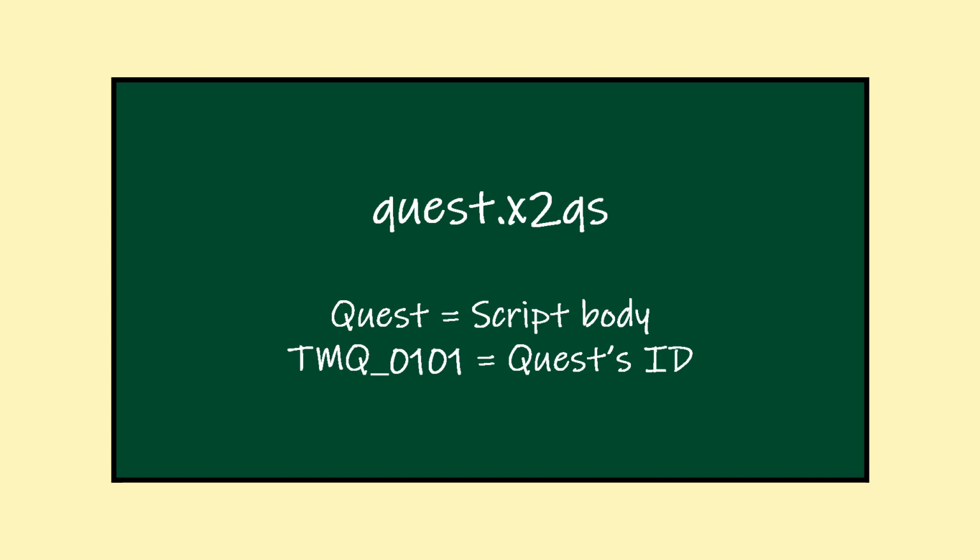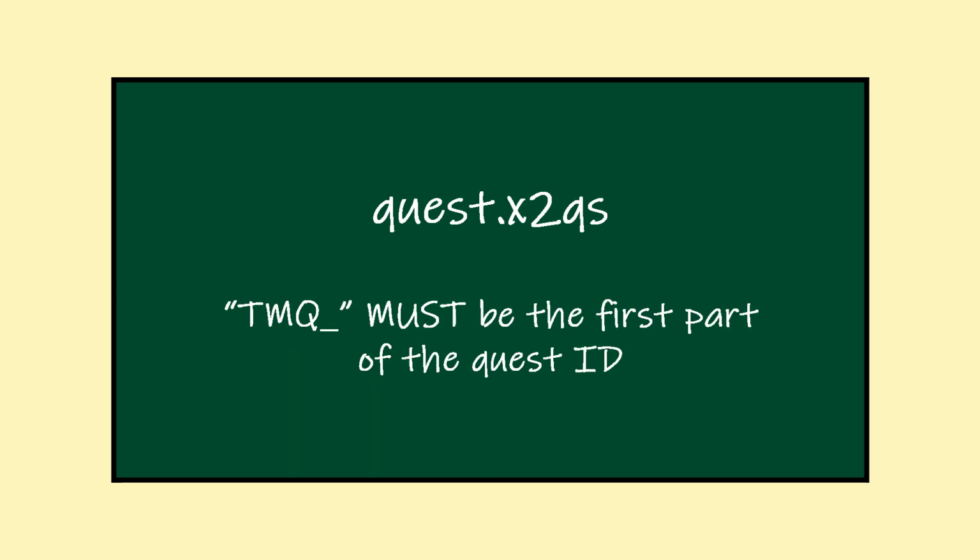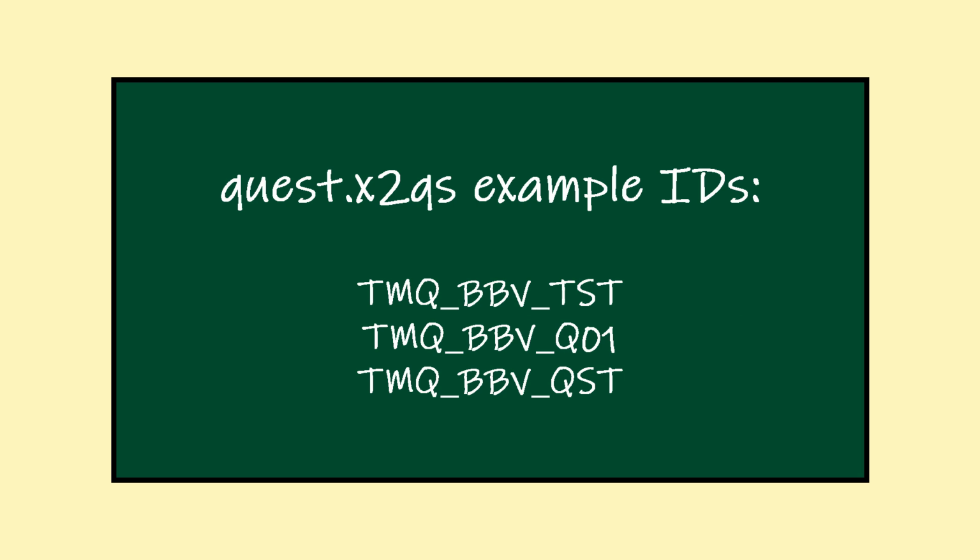The word quest in this case is basically a script body that contains all the quest's information. The TMQ_0101 is the ID of the quest itself in-game, and it is also the original name of the folder you copied over. The TMQ_ part must always be first, and then it is recommended to add your own free symbol ID of yourself, followed by a free symbol ID of your quest. So for example, my test quest could look something like this.